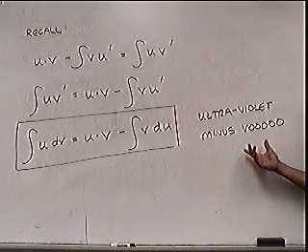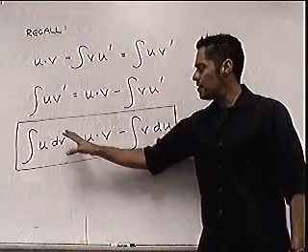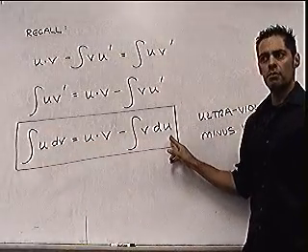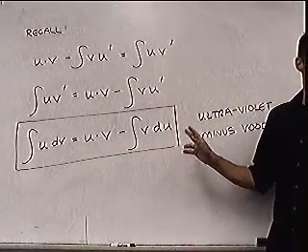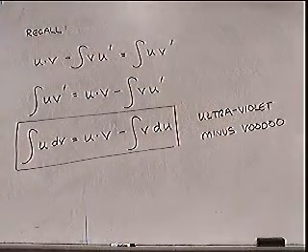Ultraviolet minus voodoo. Okay, ultraviolet minus voodoo. So this integral over here is equal to ultraviolet minus voodoo. Do you see it? Ultraviolet minus voodoo. Trust me, you can laugh. You're going to use it. At some point, you're probably going to use it. On the test.